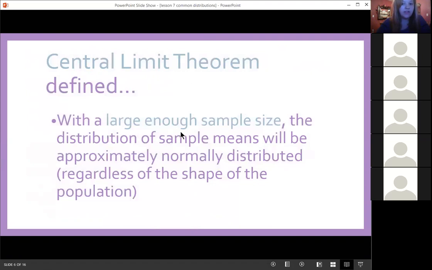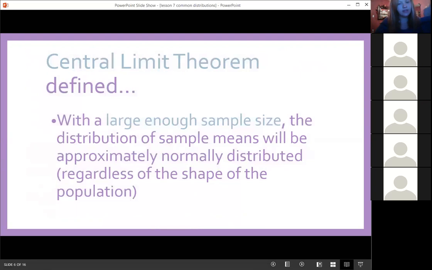With a large enough sample size, the distribution of sample means will be approximately normally distributed. If you think about StatKey, when you keep taking thousands and thousands of samples, it always comes out to be some sort of normal curve, because hopefully most of them surround your mean. Those are going to be the highest values. That's why the middle is so high, and then it dips down, and you have lower values out here because these aren't as common, so their frequency is lower, and the more common ones are higher. That's what makes that beautiful normal distribution.